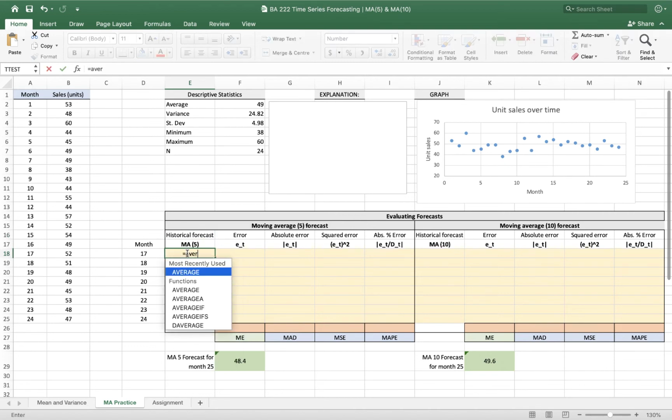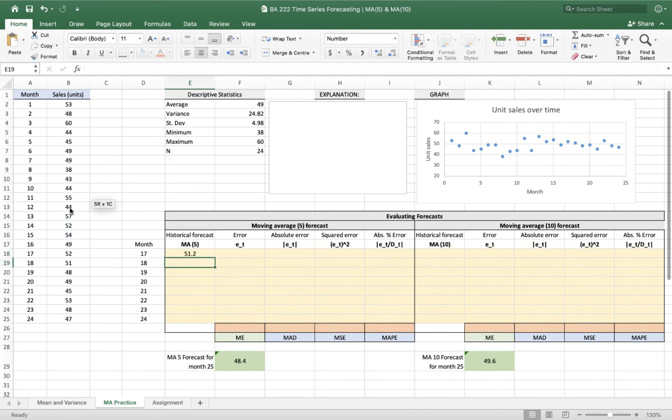So to do that, if we wanted to predict month 17 using an MA5, we would average the 5 months before month 17. That would give us 51.2. We could enter that individually for months 17 to 24, or we can just drag down that formula.